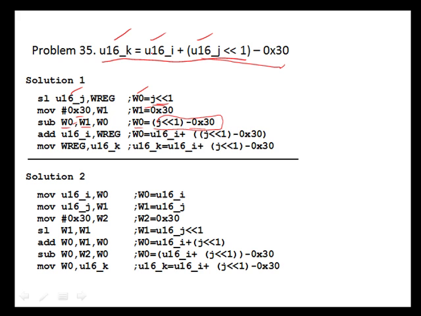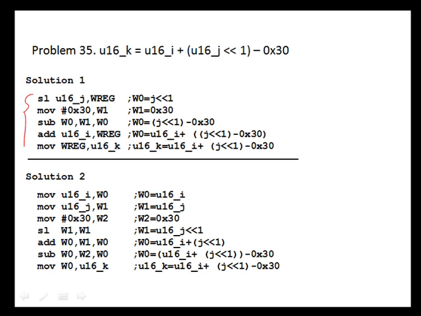At that point, the only thing left is to add U16I to this partial result. So we'll do an add of U16I to WREG, which contains this partial result, and we'll get our final result. We now need to move our final result that's in WREG to U16K. While this is efficient, it only takes 5 instructions.